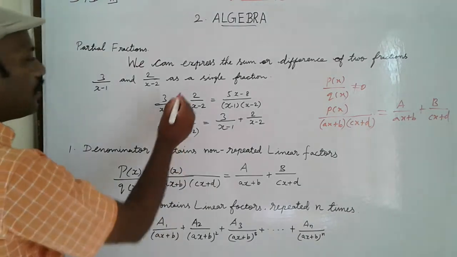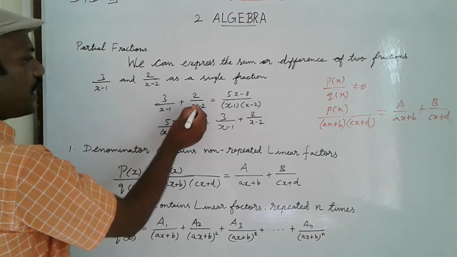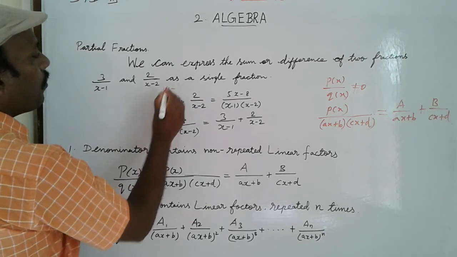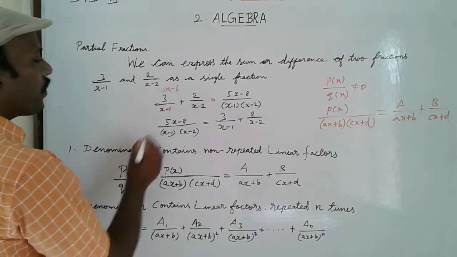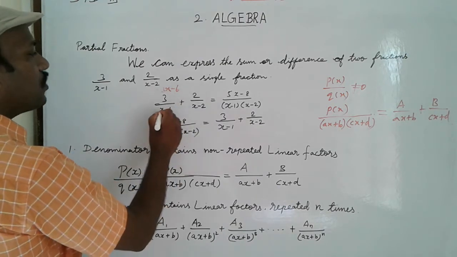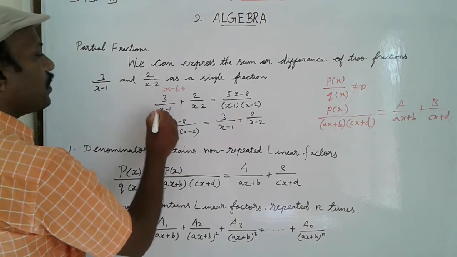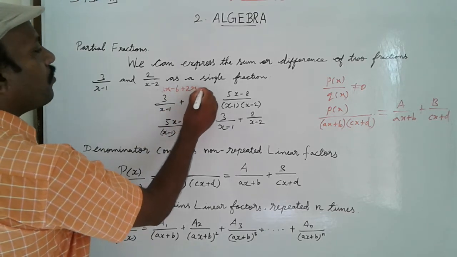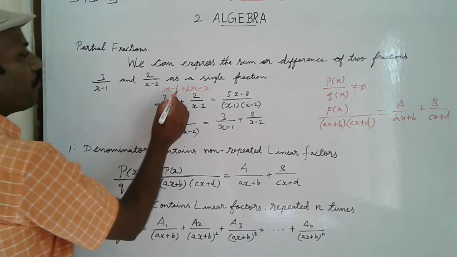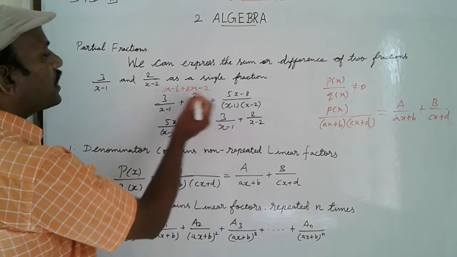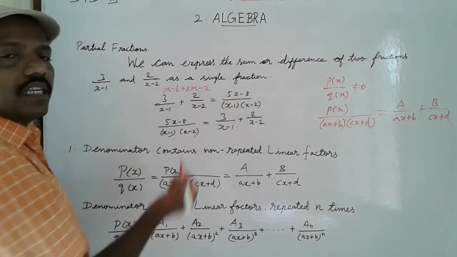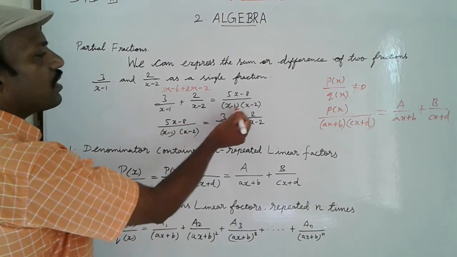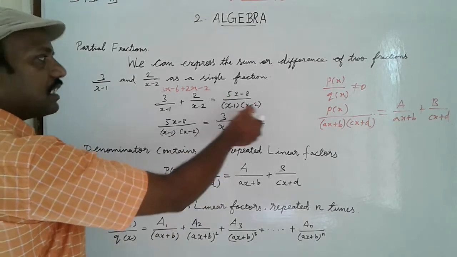Take the LCM. 3 into (x - 2) is 3x minus 6. Cross multiplying here, 2 into (x - 1): 2 into x is 2x, and minus 1 into 2 is minus 2. We add, then 3x plus 2x is 5x, and minus 6 minus 2 is minus 8, divided by the LCM, which means we multiply (x - 1) into (x - 2). So we get this fraction.